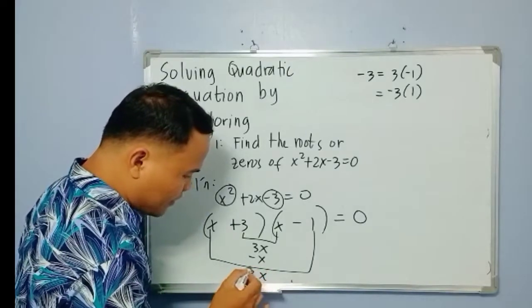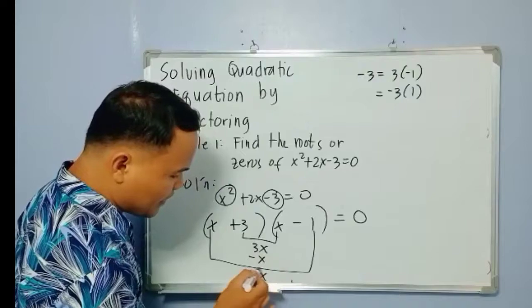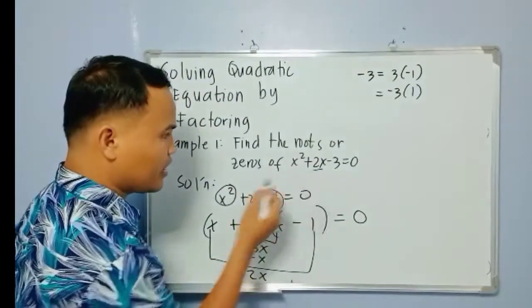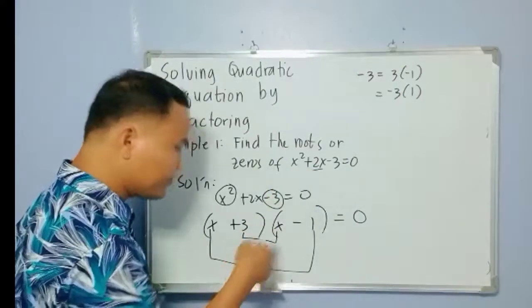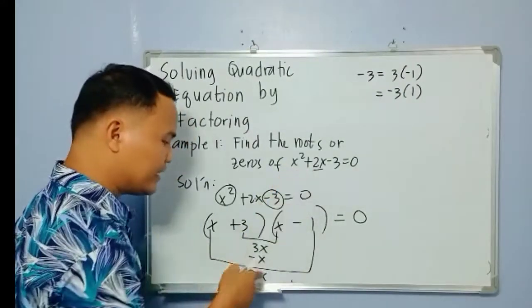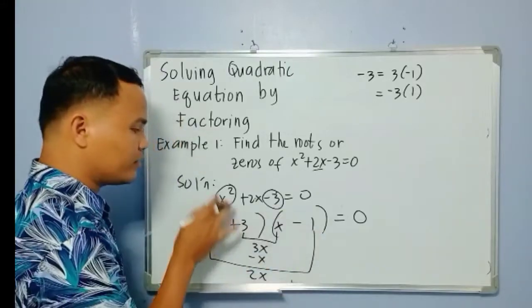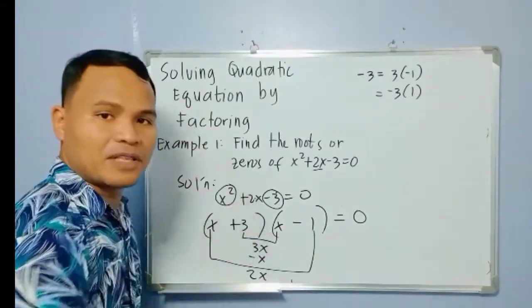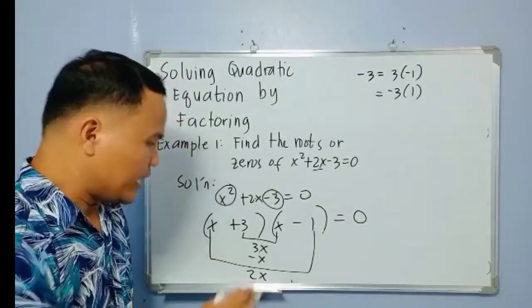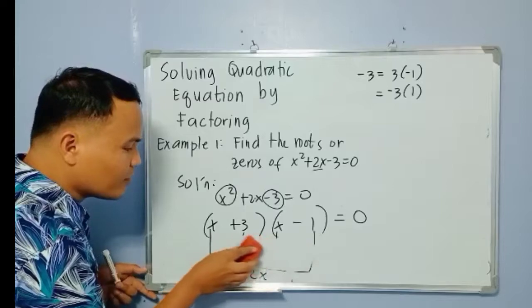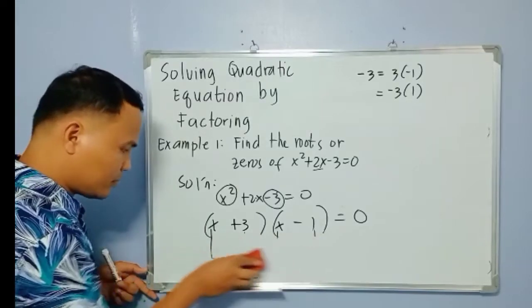Now, if the sum is equal to our linear term, here is our linear term, if these two are equal, then these two factors are now the factors of x squared plus 2x minus 3 equals 0. If your factors are correct, then let us proceed to solving the quadratic equation.